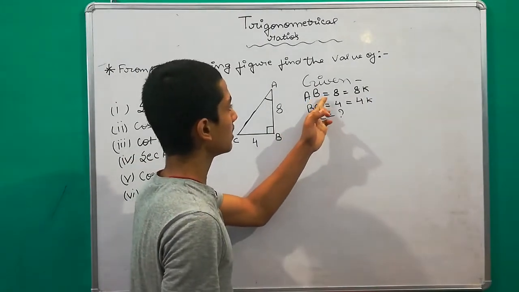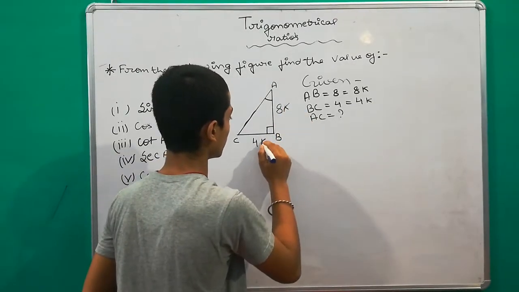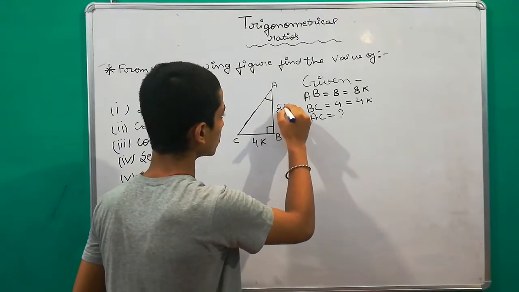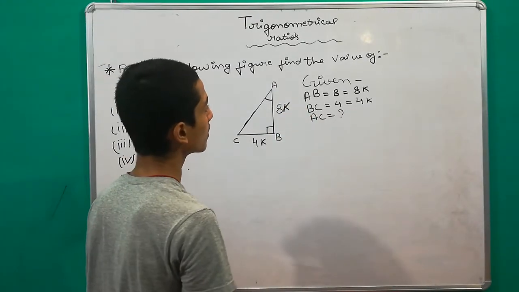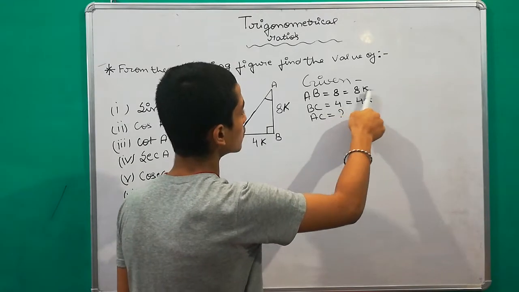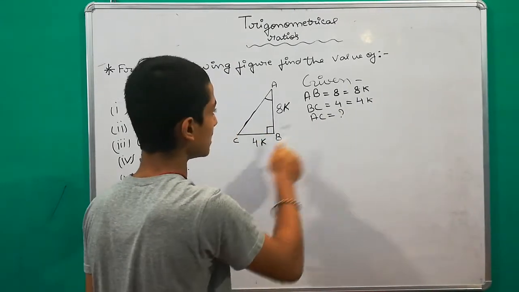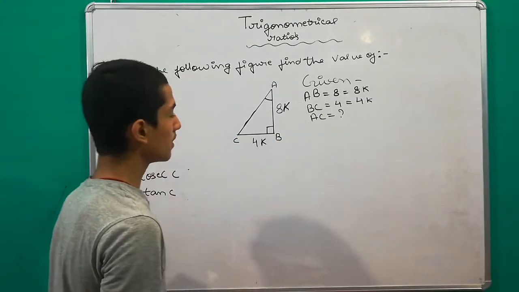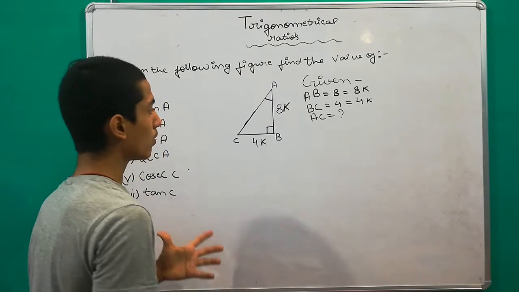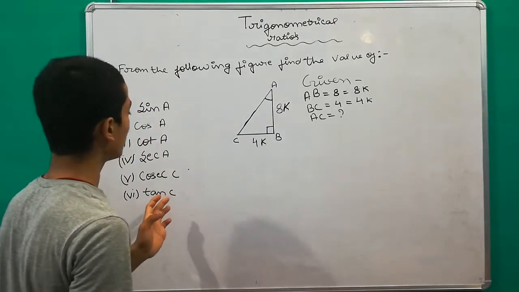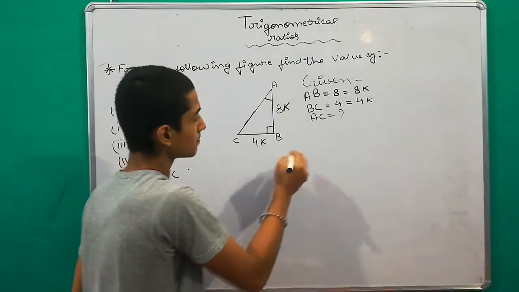I have written AB equals to 8. You have to put K here. If it is not given in the question, you have to put it yourself. AB equals 8 equals 8K, BC equals 4 equals 4K, and AC equals what? So first, friend, we will find all the sides, because when we do not have all the sides, we cannot find our trigonometrical ratios. So friend, first we will find all the sides.